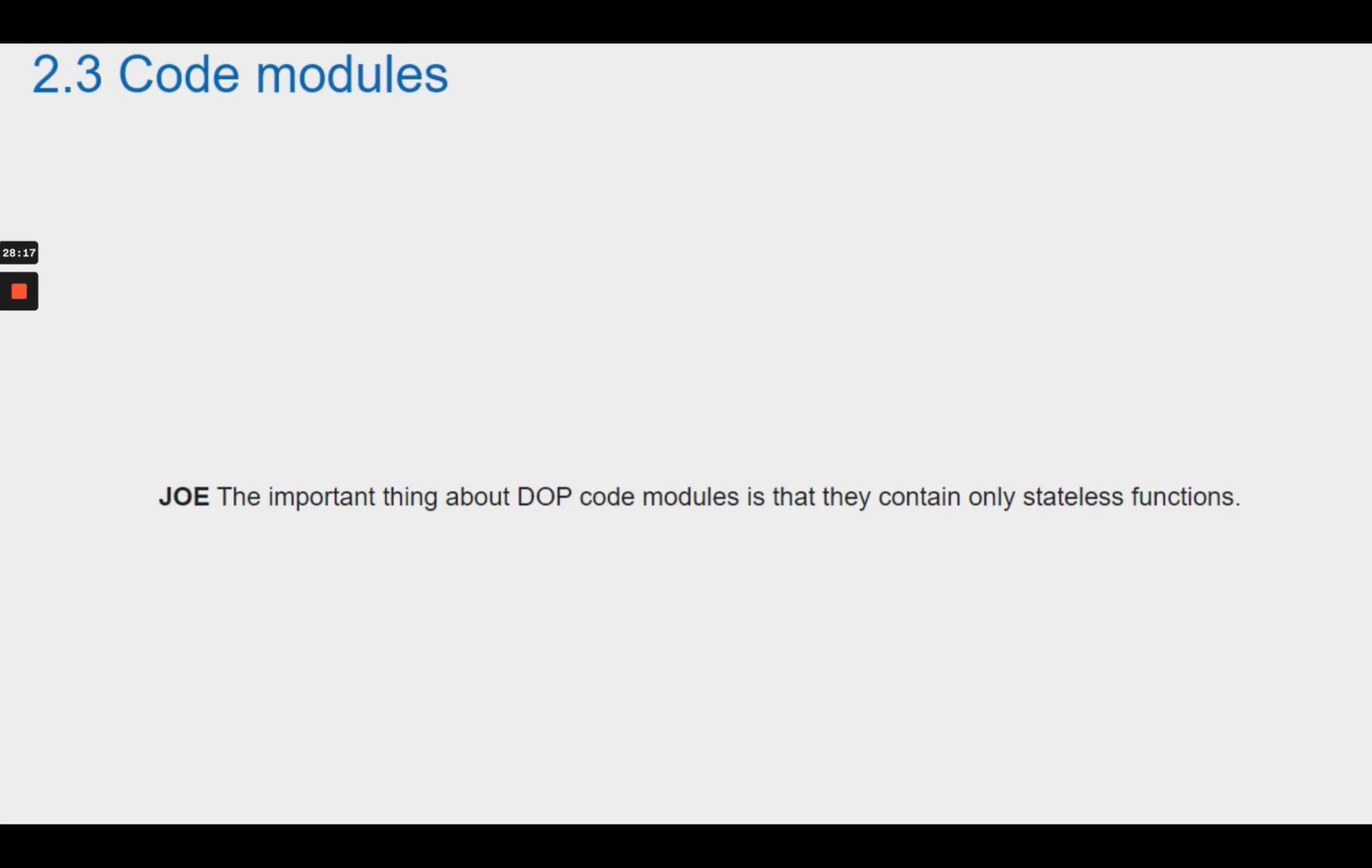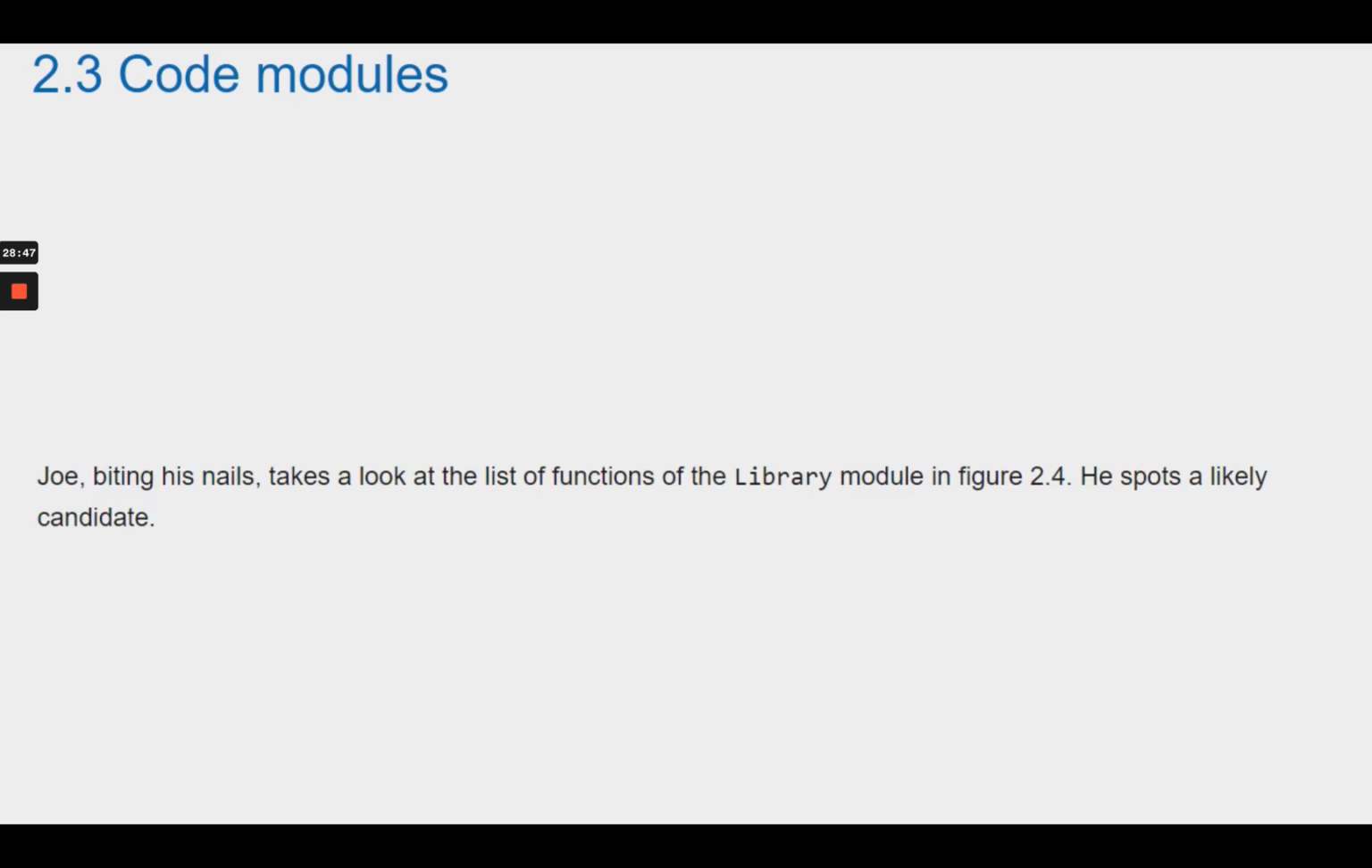Joe, the important thing about DOP code modules is that they contain only stateless functions. Theo, you mean like static methods in Java? Joe, yes, and the classes of these static methods should not have any data members. Theo, so how do the functions know what piece of information they operate on? Joe, easy. We pass that as the first argument to the function. Theo, okay, can you give me an example?